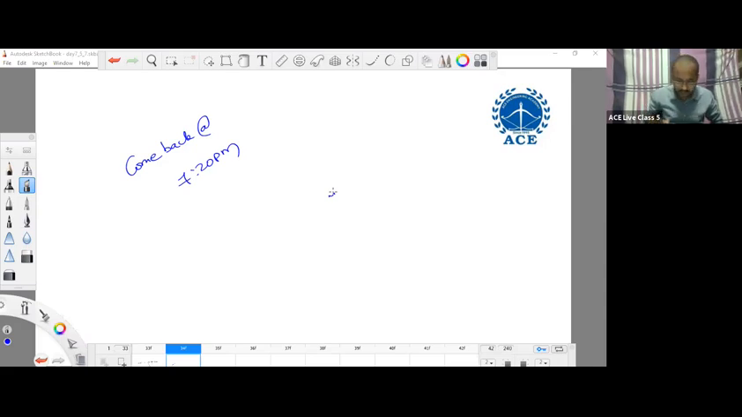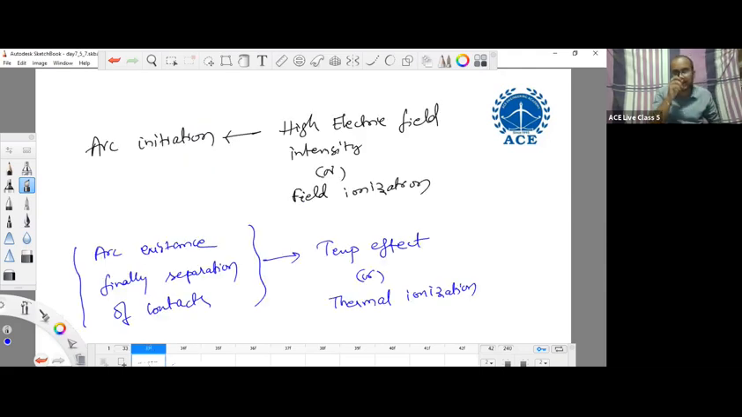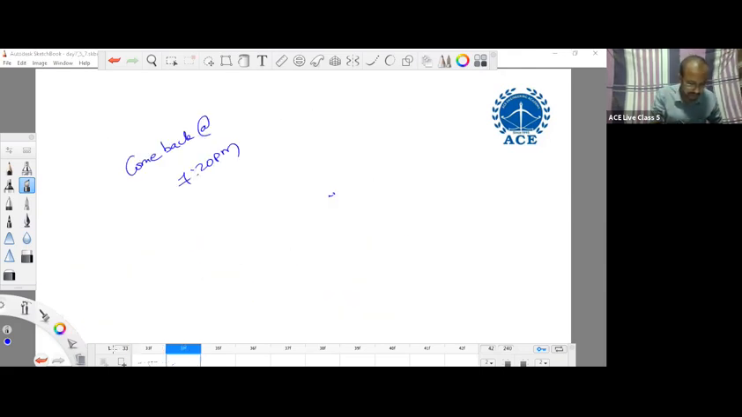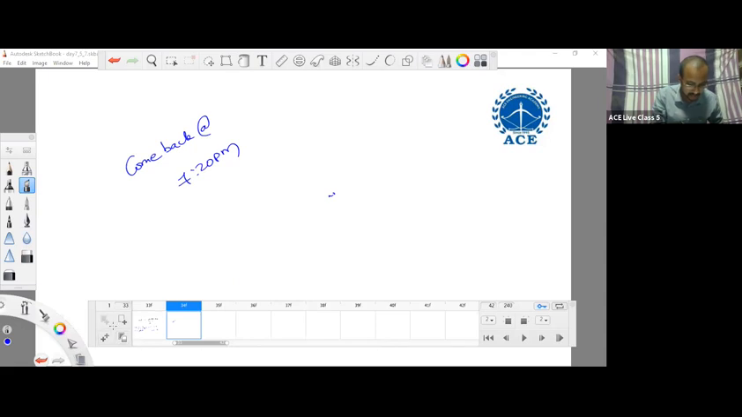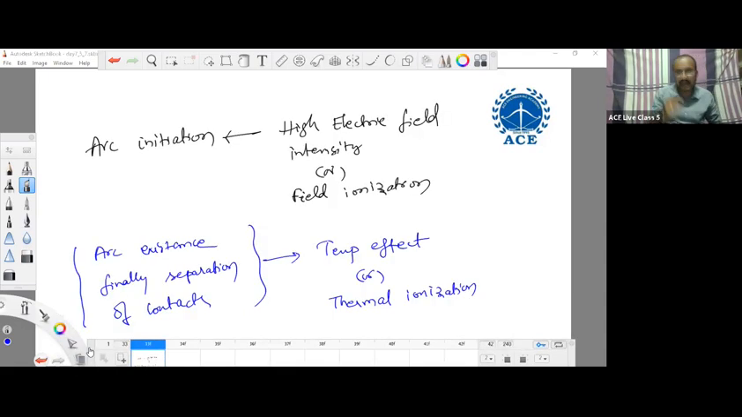So welcome back. We have discussed why the arc formation takes place. We have come to a conclusion that the arc forms due to high electric field intensity or field ionization, and the arc existence after final separation of the contacts is due to temperature effect, or we can say thermal ionization.